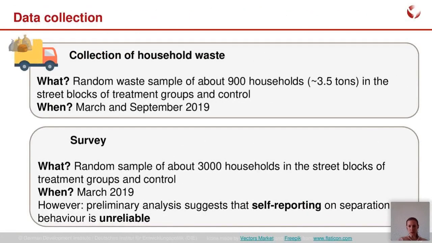For data collection, we did 2 waves of data collection in March and in September. In March last year, that was 2 weeks after the intervention. In September, that was about half a year after the intervention. We randomly sampled about 900 households from the street blocks that we had treated, and of course the control. And additionally, in March, we did a survey where we randomly sampled about 3,000 households in the street blocks.